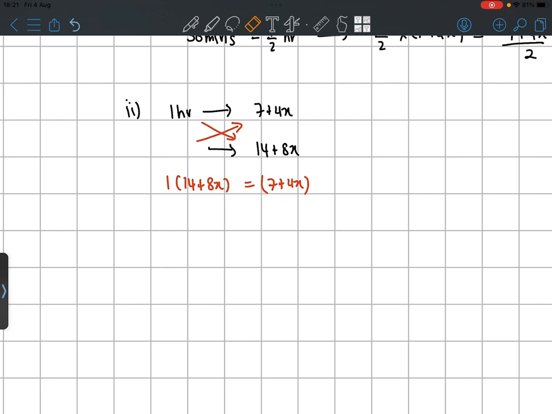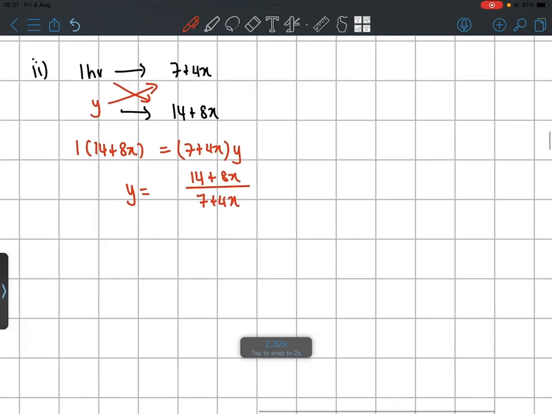Make sure you do not use the same variable as in the question. Do not use x again, because x has been used in the question. So use another variable, for example y, times y. So we need to solve for y. For 14 plus 8x, we need to divide both sides by 7 plus 4x.